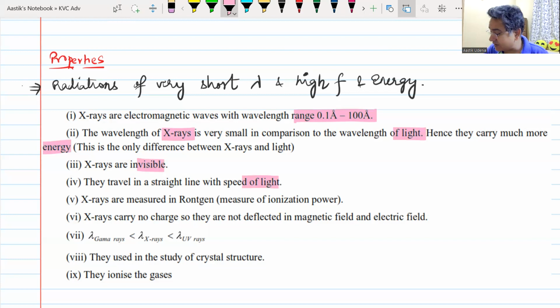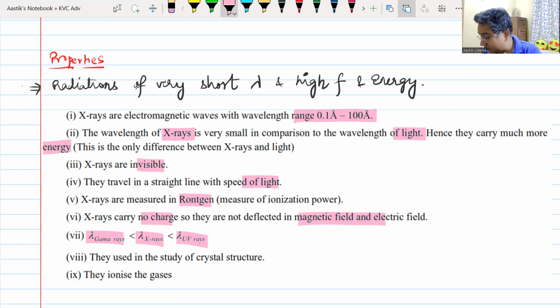X-rays are measured in Roentgen, and Roentgen was a gentleman who actually discovered it. We'll see that. X-rays carry no charge, so they cannot be deflected by electric and magnetic fields. Lambda of gamma rays, which are stronger, and questions are coming on this, is less than lambda of X-rays, which is less than the lambda of UV rays.